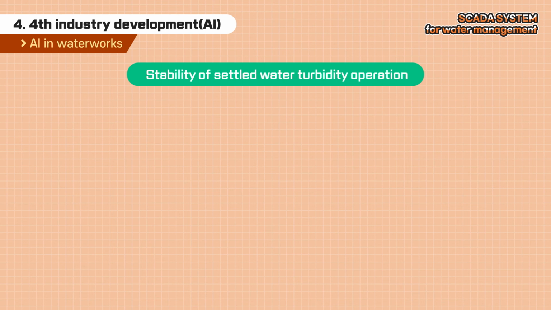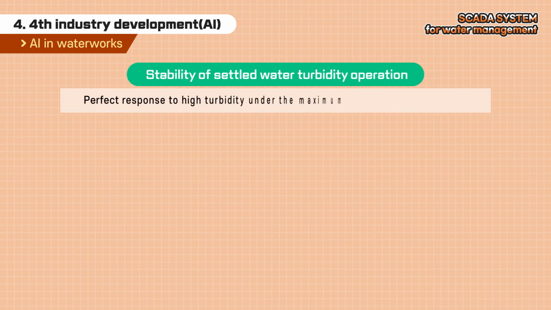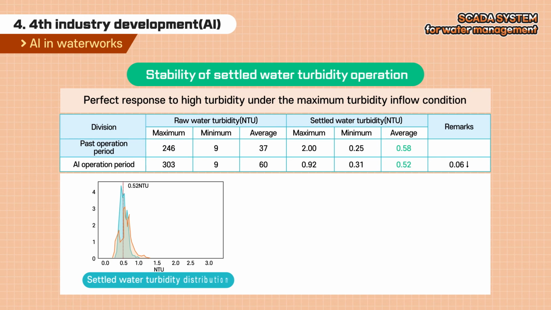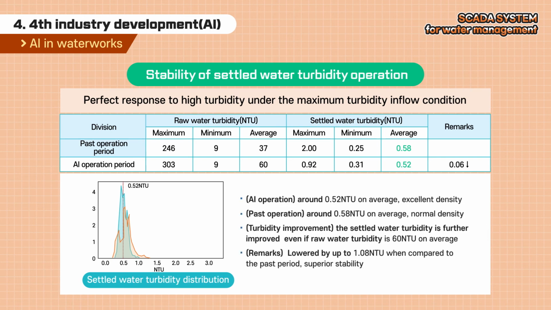Even in terms of the adequacy of chemical injection rate for the settled water turbidity operation, the coagulation efficiency was excellent, which confirms that the settled water turbidity was further improved compared to that of the existing operation method. This in turn suggests that it is very effective at reducing the amount of the coagulant, as the settled water turbidity was reduced by up to 1.08 NTU compared to that of the same period in the past.